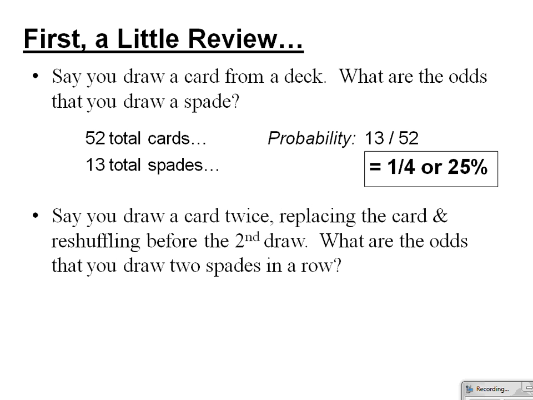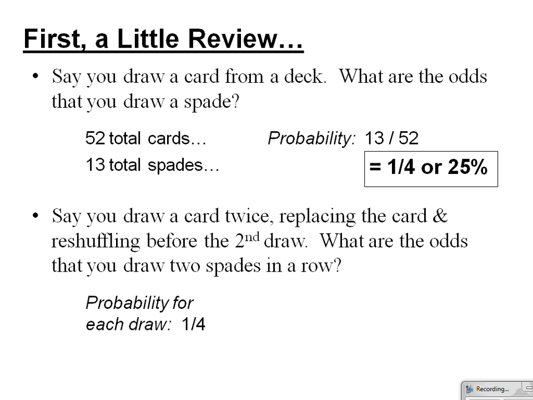Say we change the problem slightly. Now let's say that we draw a card twice. Each time we replace the card and reshuffle the deck before the next draw. Now what are the odds that you draw 2 spades in a row? What hasn't changed is that the odds of drawing a spade each time are 1/4.